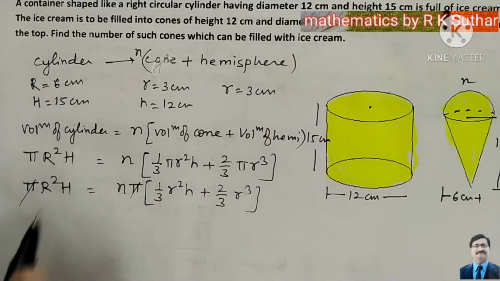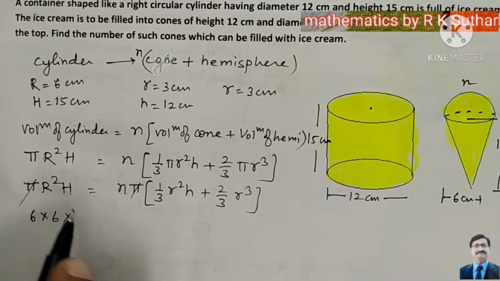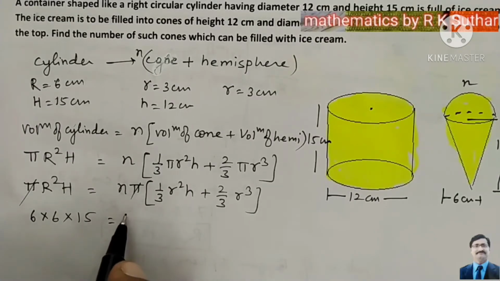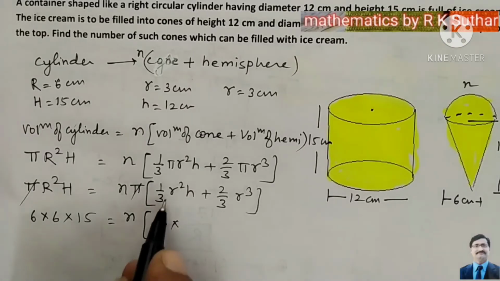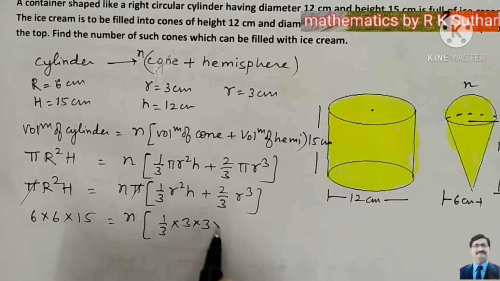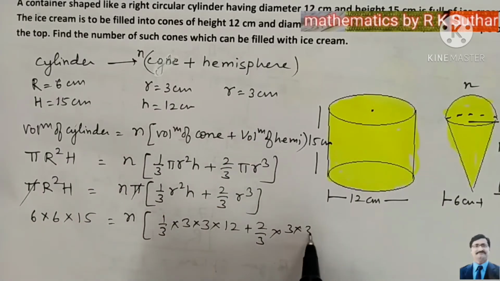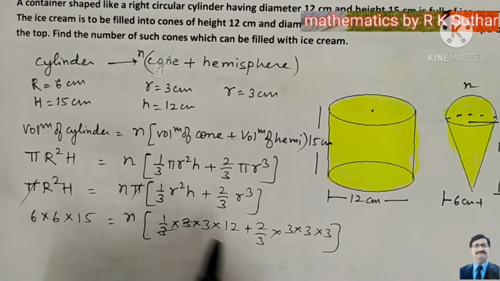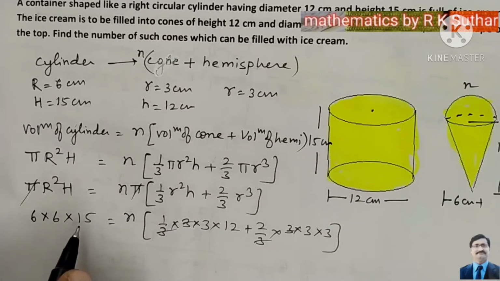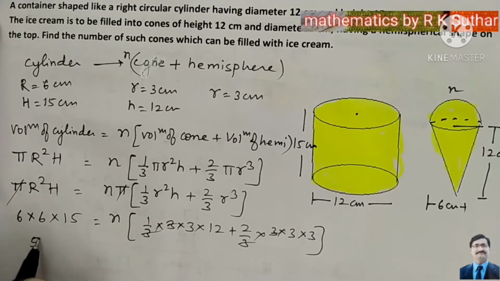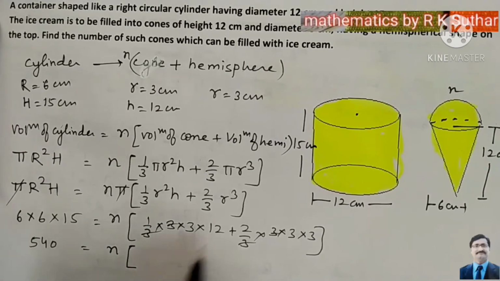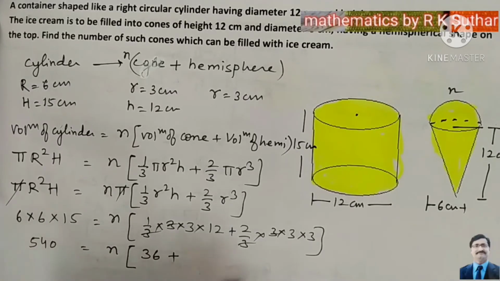R square means here 6, we get 6 into 6, and h is here 15. And 1/3 r square, r is 3 into 3, h is 12, so we can write 12, and 2/3, and r is 3 again, 3 into 3 into 3. The 1/3 is cancelled, here 1/3 is cancelled. These we multiply, we get here 540, and look here, 12 threes are 36, and 3 nines are 9, 9 twos are 18, and these we add, so we get n into 54.